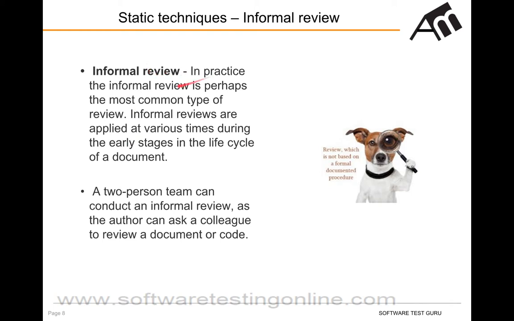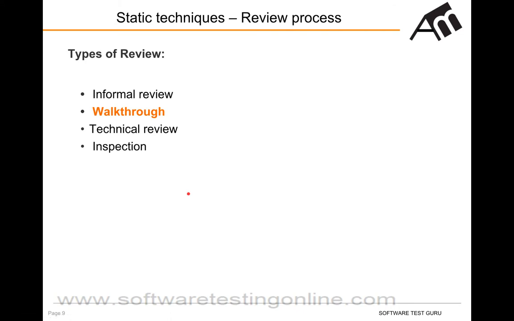Informal reviews are the most common type of review that happens in software development and testing. Suppose there are two people developing code based on a requirement. They both share the document and code with each other, and they get it reviewed. The defects that were reported are not documented. Next is a walkthrough.